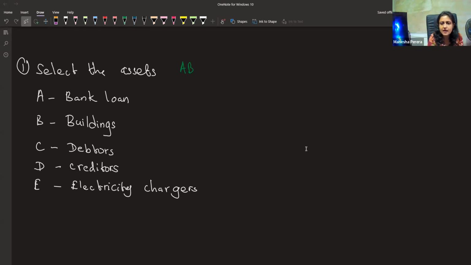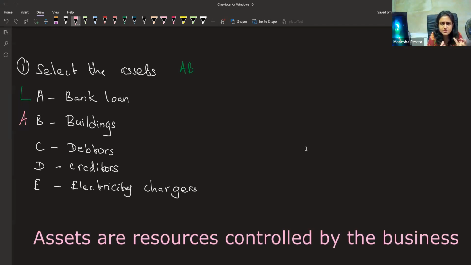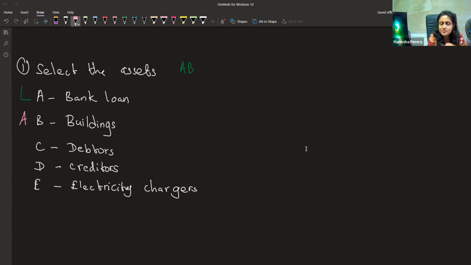Yes, most of you answered correctly. I'll tell you, son, bank loan is a liability. This is a liability and buildings are assets. So assets are simply whatever resources are owned by the business. Think of them in simple terms as valuable things the business has.